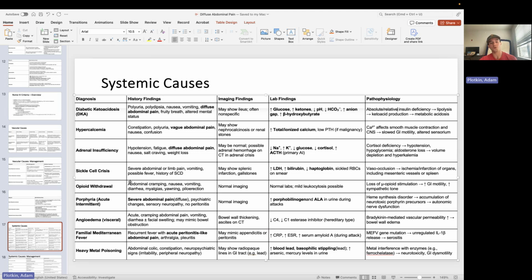Opioid withdrawal, you're going to look for a patient who has abdominal cramping, nausea, vomiting, diarrhea, myalgias, yawning, and piloerection. The yawning and piloerection are very specific to opioid withdrawal.